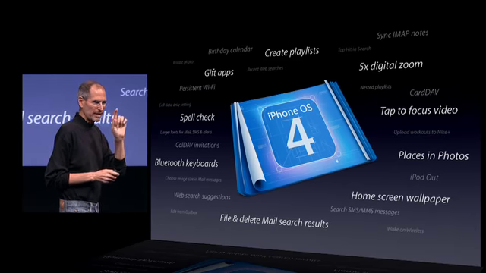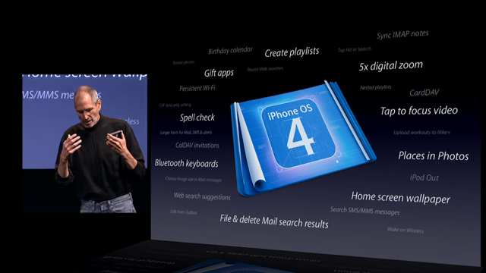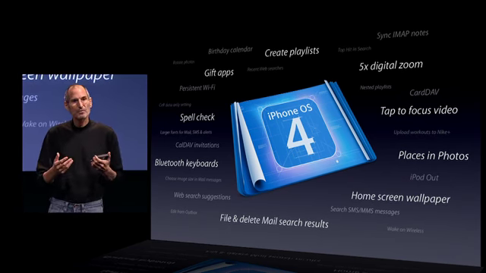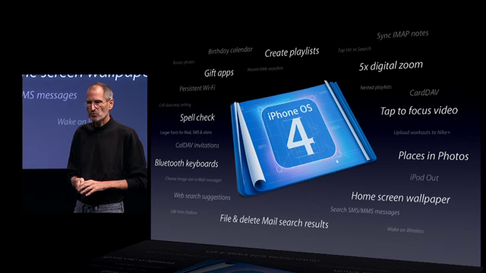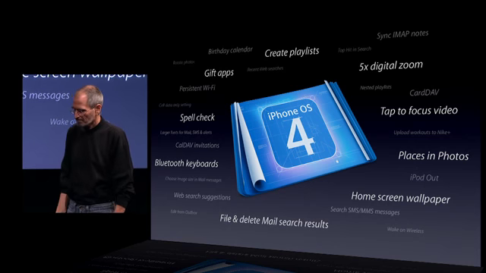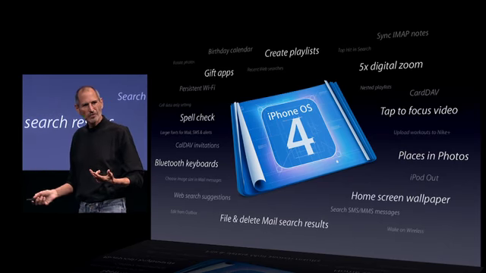Picture. You can now tap to focus on video. Every photo taken on the iPhone is geotagged, and we've added Places in the Photos app now so you can see where they were taken. You can change the home screen wallpaper. It's been a huge request that we've gotten.